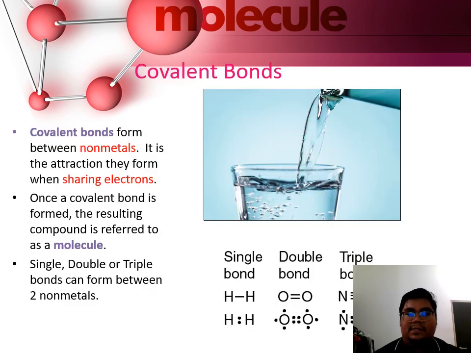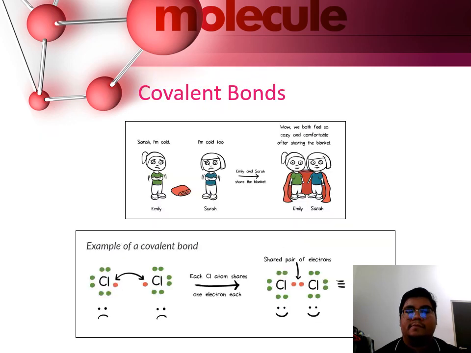And now covalent bonds form between non-metals. Rather than donating electrons, covalent bonds share electrons. The resulting compound is referred to as a molecule, for example, water, oxygen gas, nitrogen, hydrogen gas. In the example here, both Emily and Sarah need this blanket. So rather than giving it away to each other, they share the blanket, and this blanket that is being shared is the pair of electrons here. For example, chlorine gas here shares one electron with each other, and they both have 8 outermost shell electrons. So they are stable, but they have to share the electrons.